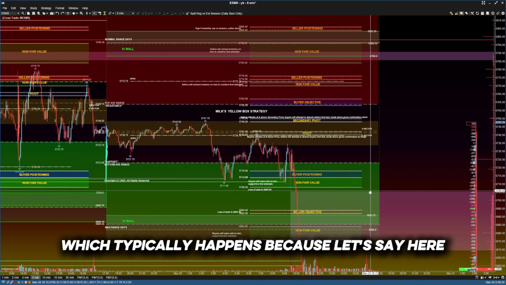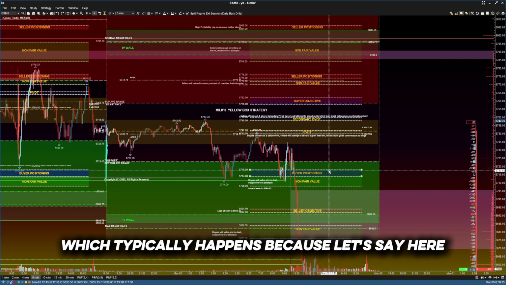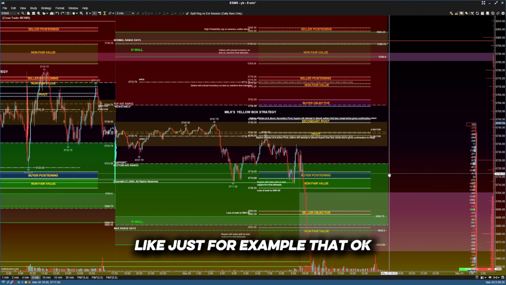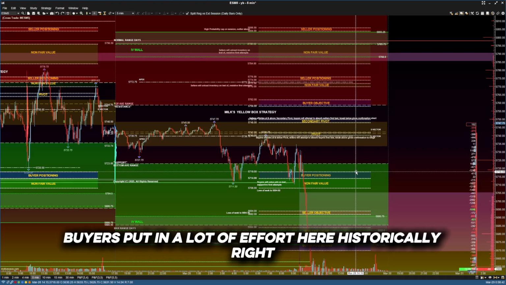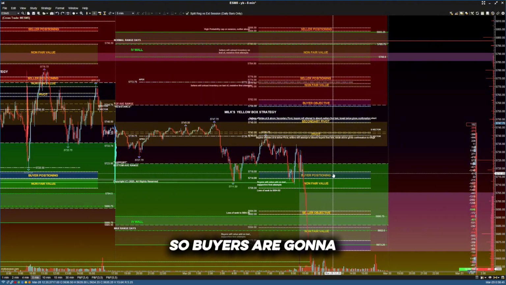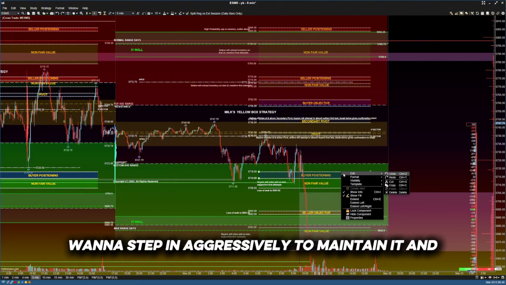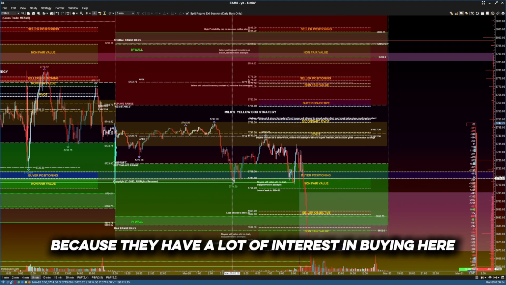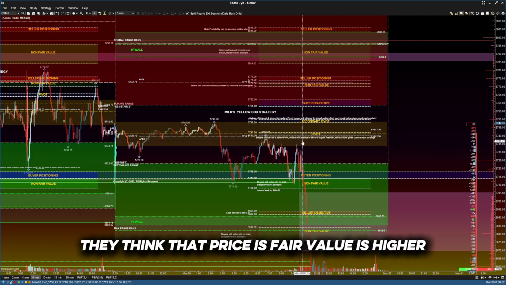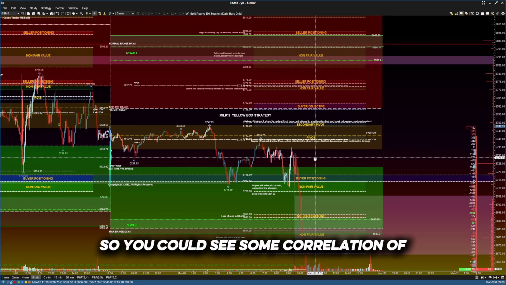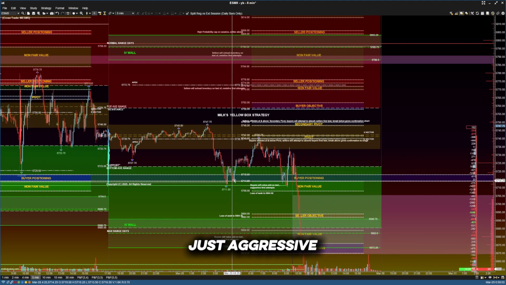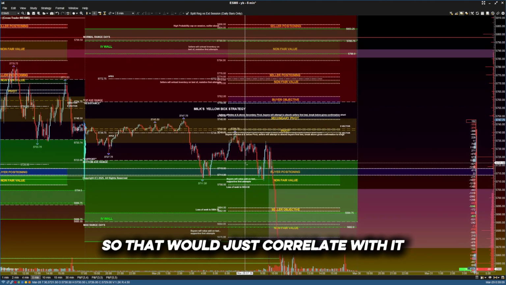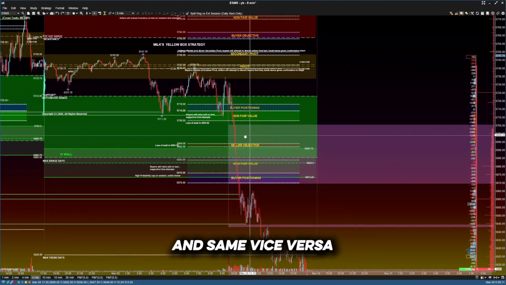happens because, let's say here, buyer positioning, right? Just for example, okay, buyers put in a lot of effort here historically, right? So buyers are going to want to step in aggressively to maintain it and defend it because they have a lot of interest in buying here. They think that fair value is higher. So you could see some correlation of just aggressive buyers stepping in with a positive delta. So that would just correlate with it, and same vice versa.